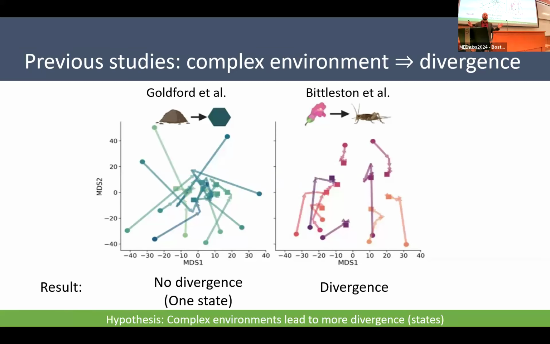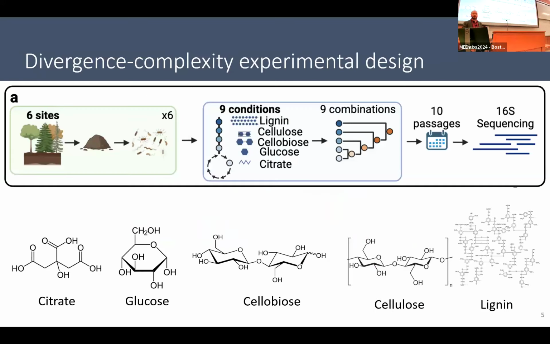So when I was thinking about these two different experiments, this led me to generate this hypothesis that maybe it's the case that complex environments lead to more divergence in taxonomy. I'm just basing this off of these two studies. To test this rigorously, I wanted to do my own study.